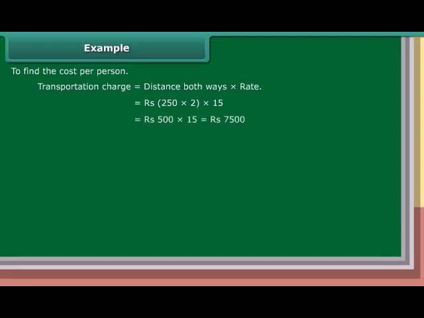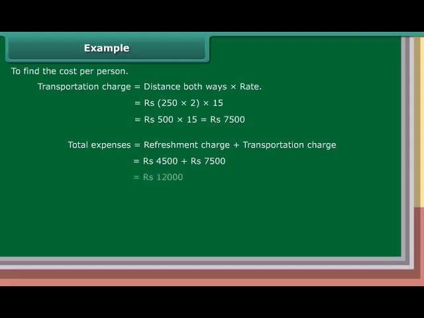To find the cost per person, transportation charge is equal to distance both ways into rate, which is equal to rupees 250 into 2 into 15, which equals rupees 500 into 15, which is equal to rupees 7,500. Total expenses is equal to refreshment charge plus transportation charge, which is equal to rupees 4,500 plus rupees 7,500, which is equal to rupees 12,000.